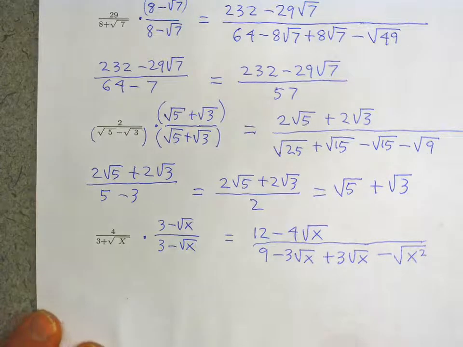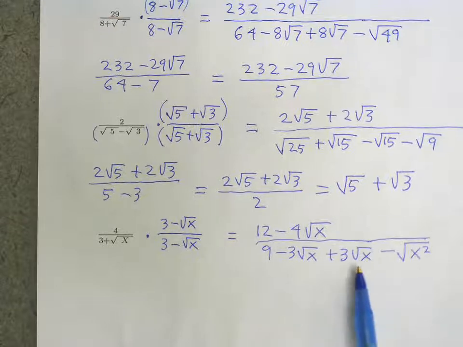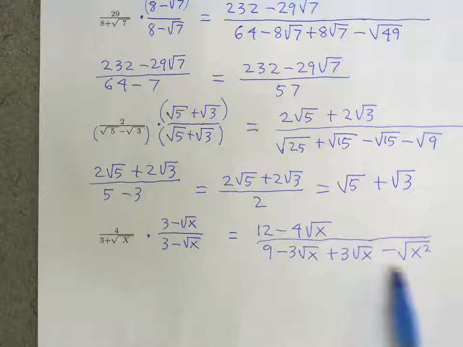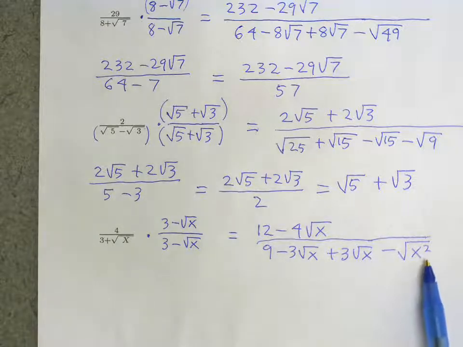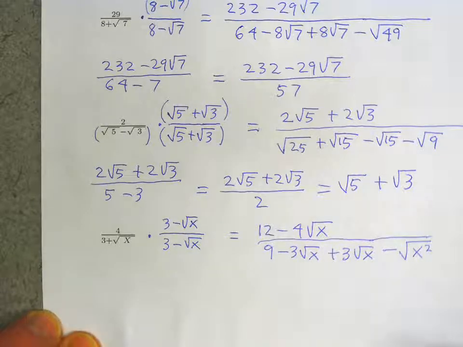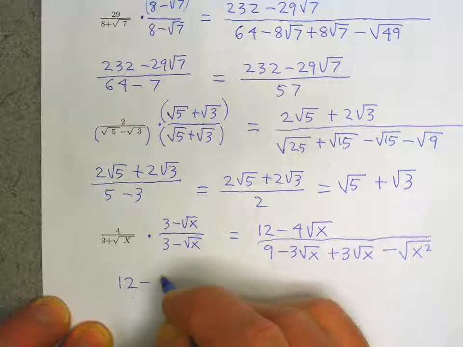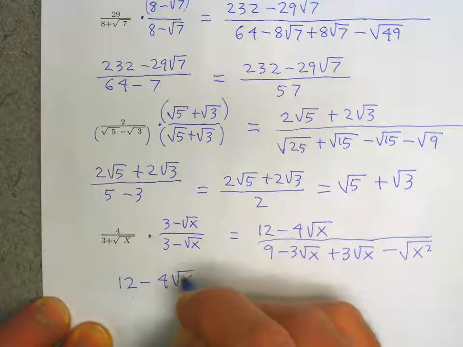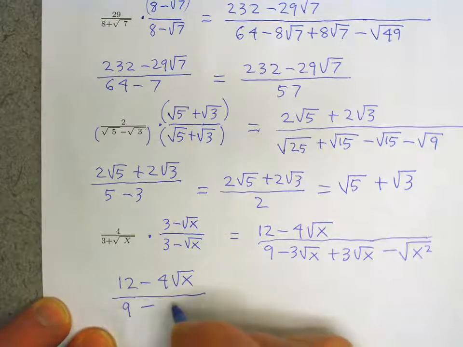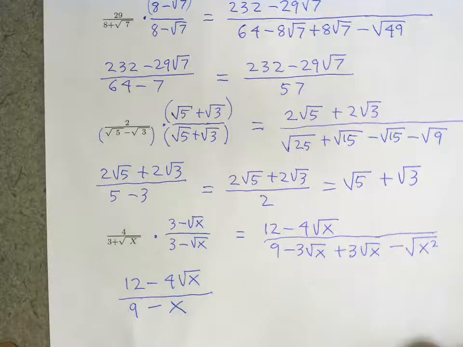Okay, so in the next step, we can eliminate the minus 3 times the square root of x plus 3 times the square root of x. Those combine to make 0. And then we'll also simplify the square root of x squared to x. Okay, so our final simplified answer in the numerator, 12 minus 4 times the square root of x. And in the denominator, 9 minus x. So there's no longer a square root in the denominator.